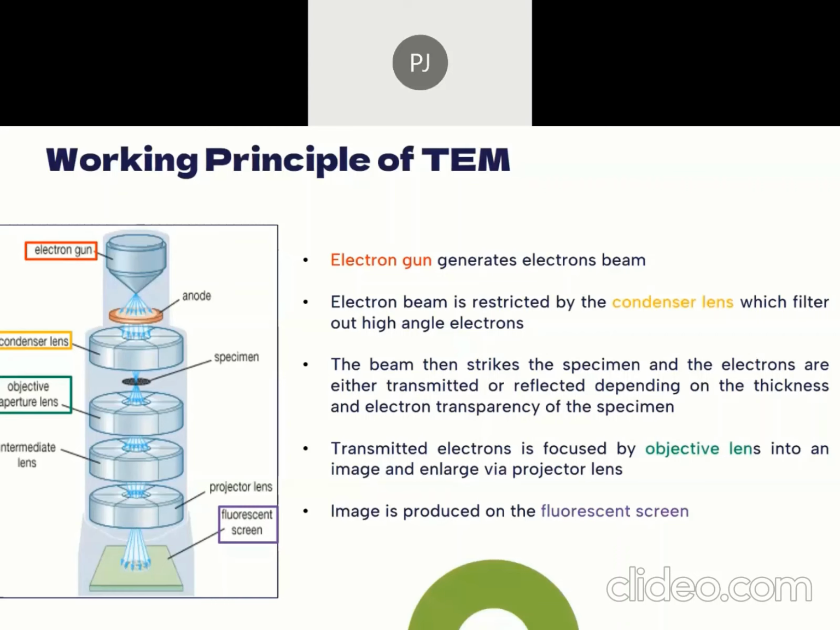Optional objective apertures can be used to enhance the contrast by blocking out high-angle diffracted electrons. The image then passes down the column through the intermediate and projective lenses and is enlarged all the way. The image strikes the fluorescent screen and light is generated, allowing the user to see the image. Moving on to the next slide.